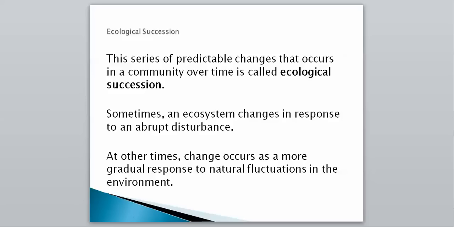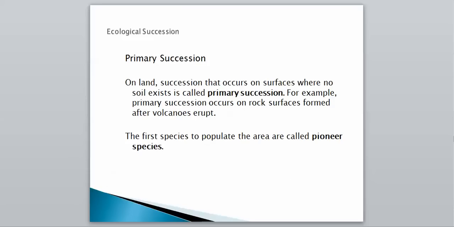Other times, changes occur as a more gradual response to natural fluctuations in the environment, and that could be just, let's say, a rising water level in a certain area over a span of 10 to 15 years. An ecosystem could change, and it probably has to be an even longer time frame than that for there to actually be a change. And so we're going to have two types of succession.